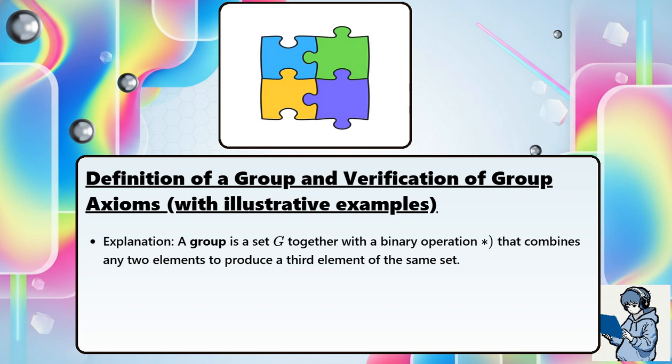Explanation. A group is a set G together with a binary operation star that combines any two elements to produce a third element of the same set.